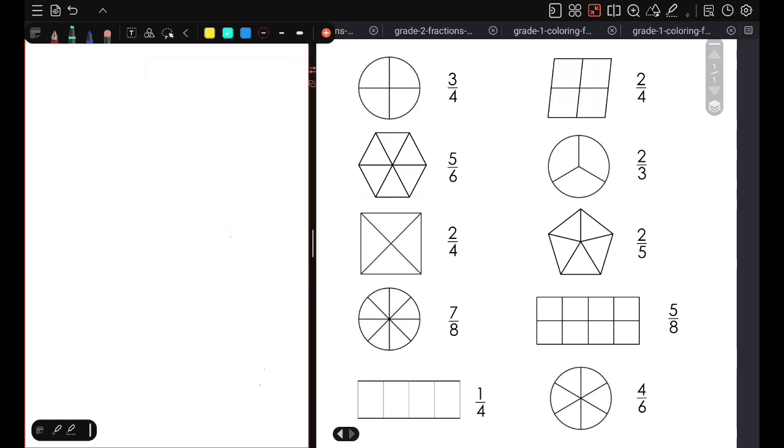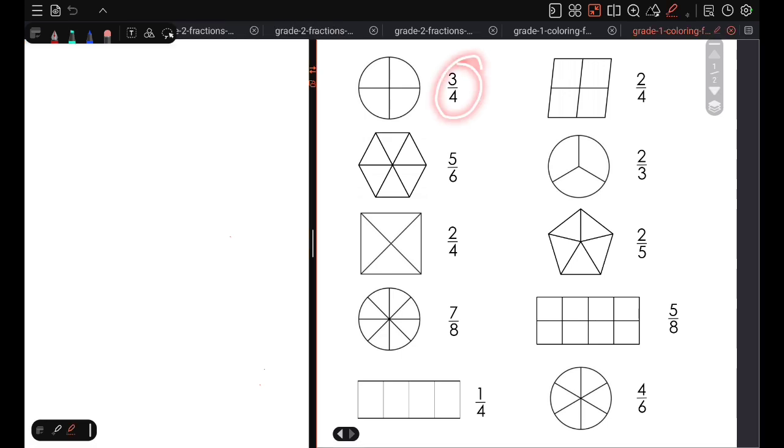Okay, so the solution is I need to color 3 parts out of how many? Out of 4 parts. So let's color 3. 1 2 3. Okay, this one I want to color how many? 2 parts out of how many? 4 parts. Okay, this one, I have totally 3 parts, and I want to color 2 parts, so let's color it. 1 2. This one, 5 parts out of 6 parts, so 1 2 3 4 5, so 5 parts. This one, 2 over 4, I want to color 2 parts out of 4. 1 2, 2 parts out of 4.